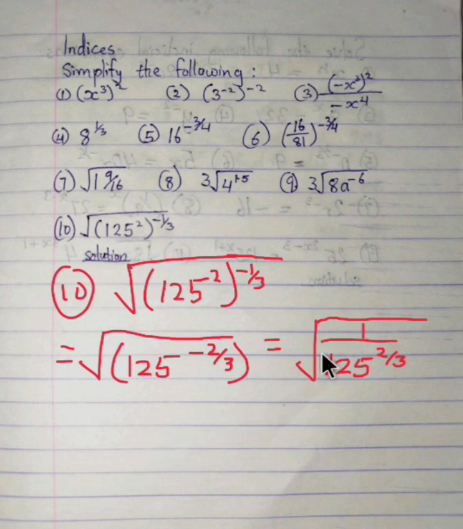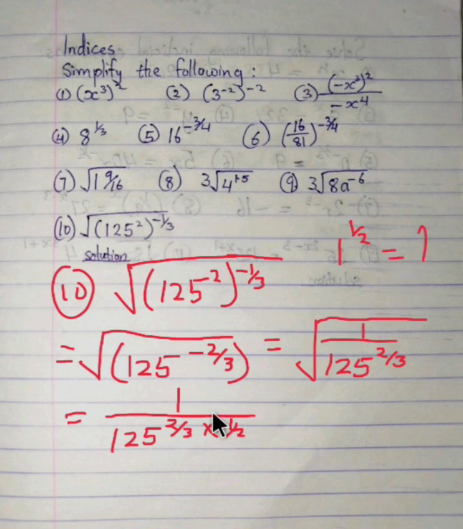Now, in order to remove the square root, we are going to have 1 over 125 raised to 2 over 3 times 1 over 2. So this square root is 1 over 2. If we raise 1 to the power 1 over 2, it is still 1. So that's why we just write 1 at the top as the numerator. Everything is inside the square root, so 1 raised to 1 over 2 is still 1.